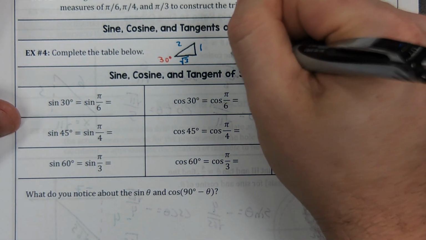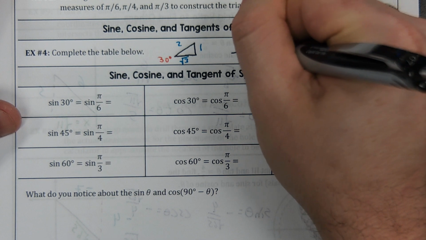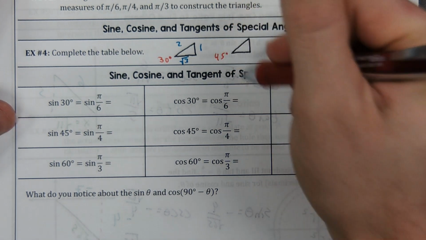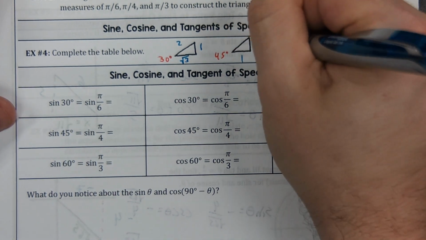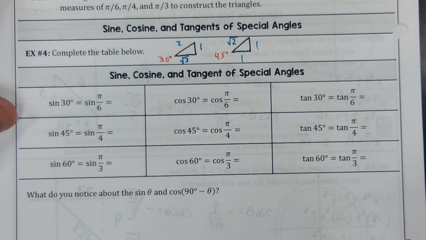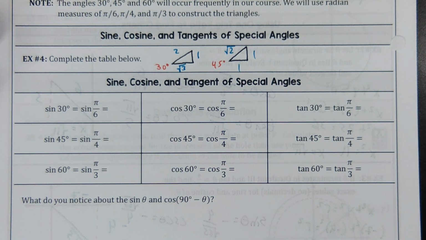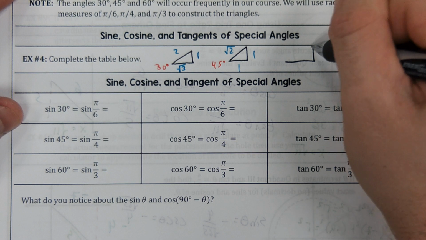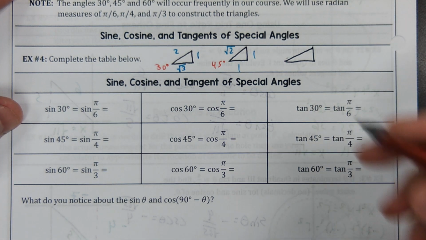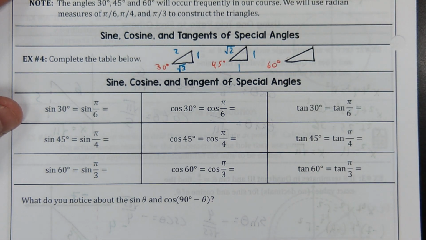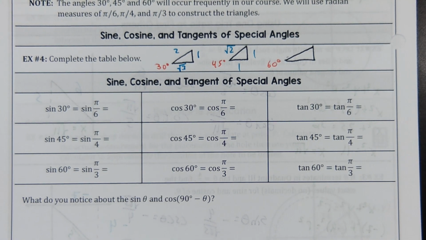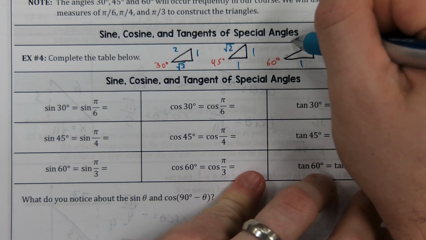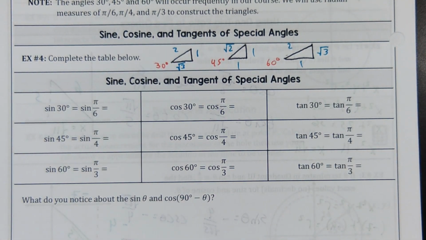The 45. Again, I'm drawing them so small I can't fit my numbers inside the triangle. 1, 1, root 2. And the 60-degree angle, none of my pictures are drawn to scale. If the 1's always across from the 30, then the root 3 is always across from the 60. And we're ready to rock and roll.